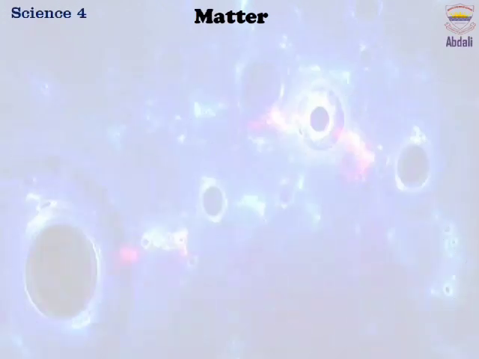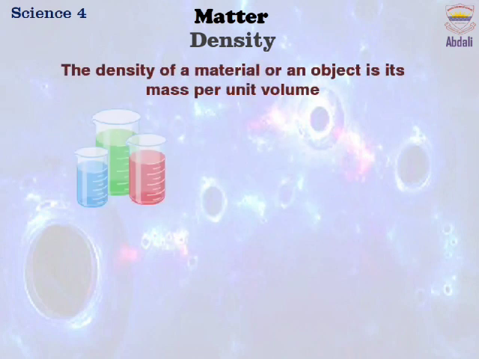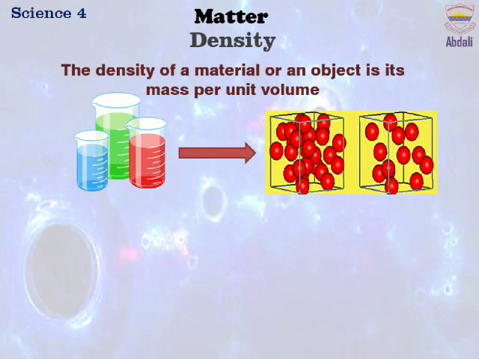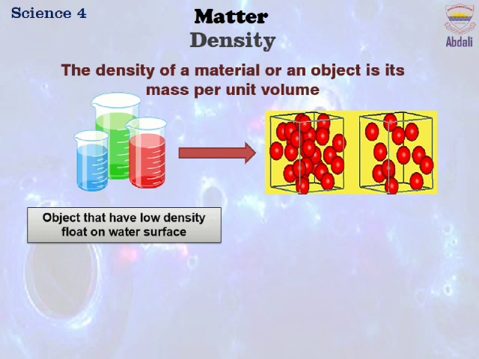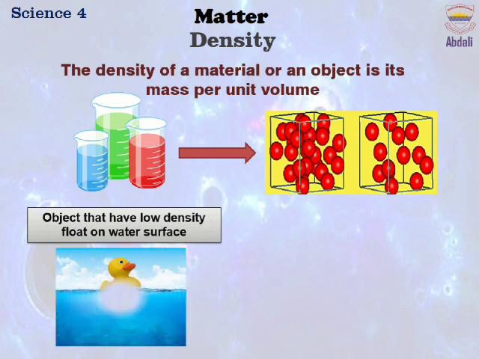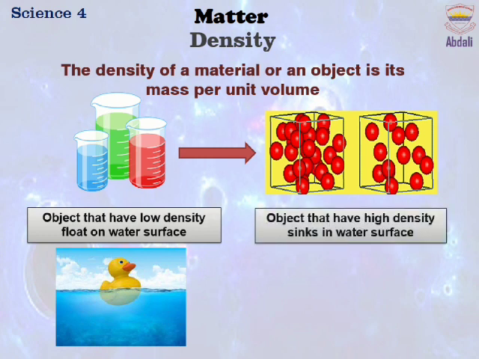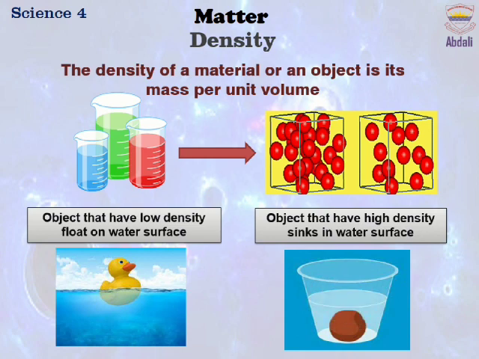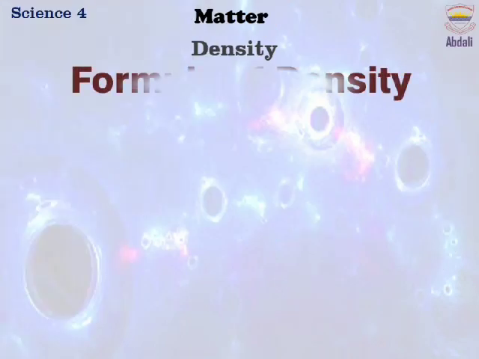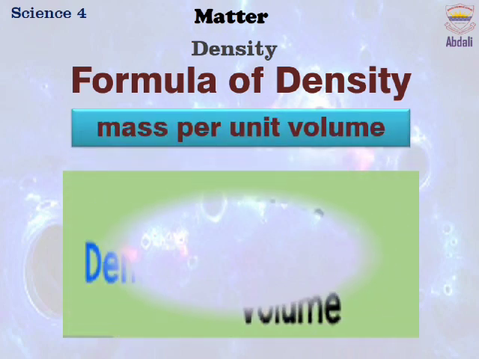Dear students, let's start discussing density. The density of a material or an object is its mass per unit volume. Density is responsible for the sinking and floating of any object. For example, objects that have low density float on water, and objects that have high density sink in water. Dear students, let's learn the formula of density, which is mass per unit volume.